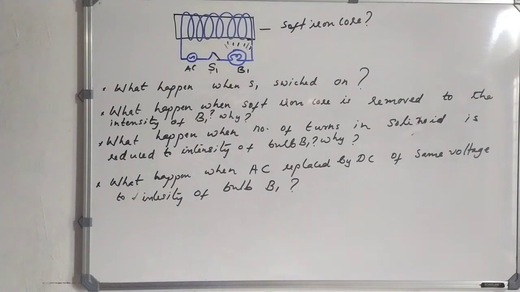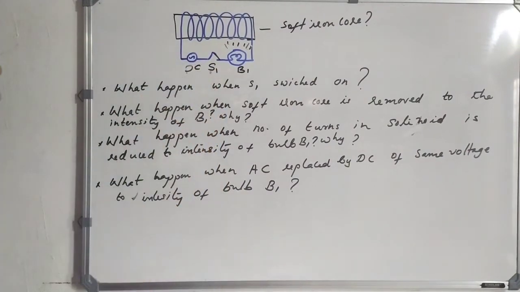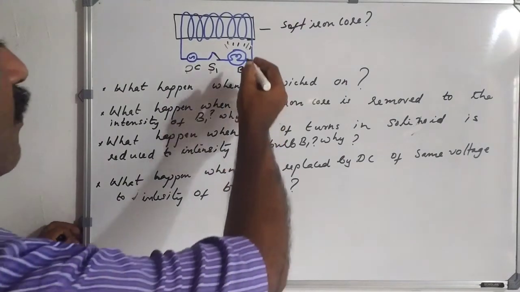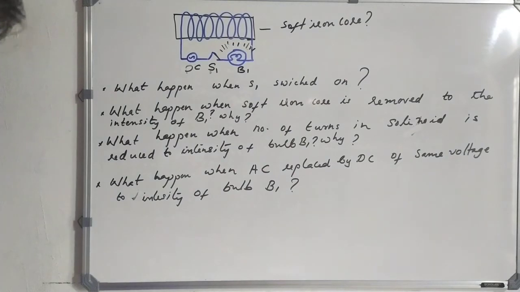But when you replace the AC by DC, what will happen? There will not be any back EMF. The supplied voltage will completely pass through the bulb, and the bulb will glow in the maximum intensity.